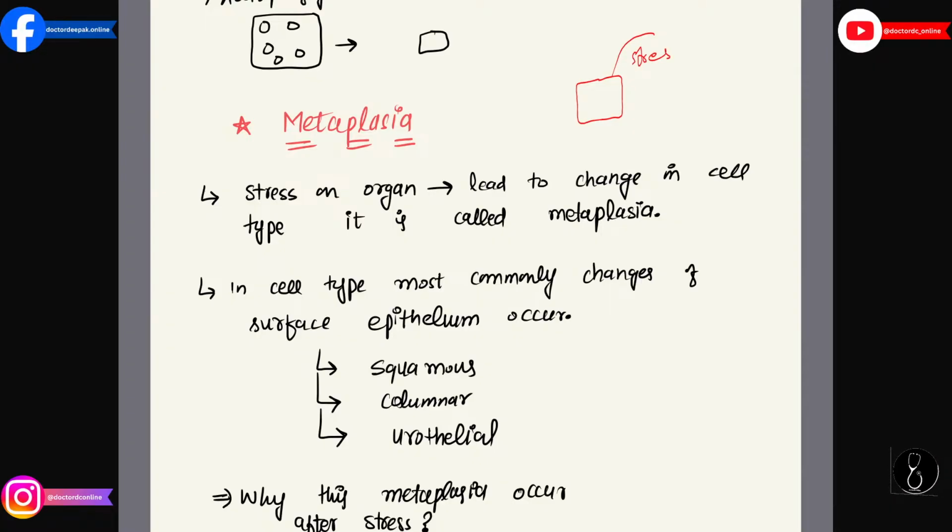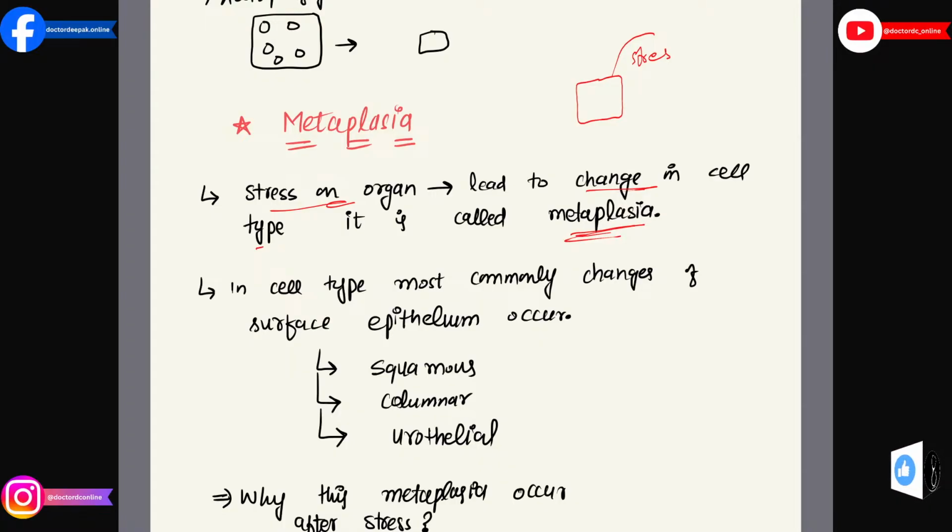When you put a stress on this cell, it will change its cell type. Again, please listen: when you put a stress on a cell and that cell or that organ changes its cell type, it is called metaplasia. So what is metaplasia? When you put a stress on any organ, that stress can lead to a change in the cell type of that organ. It is called metaplasia.